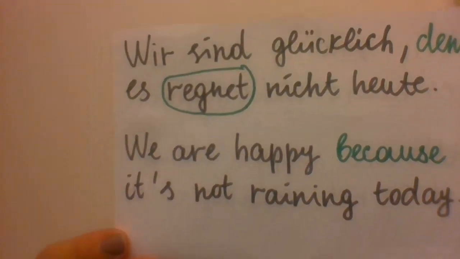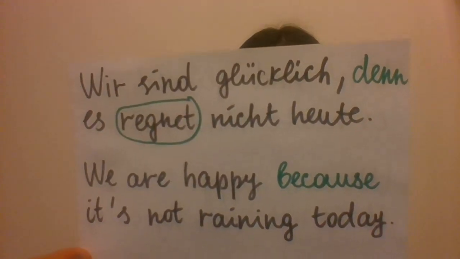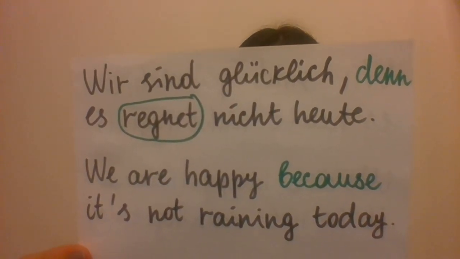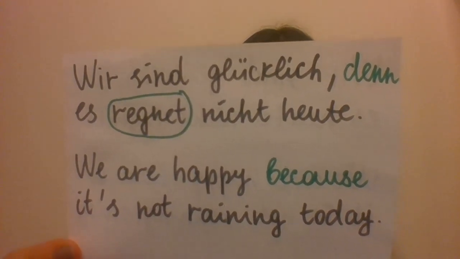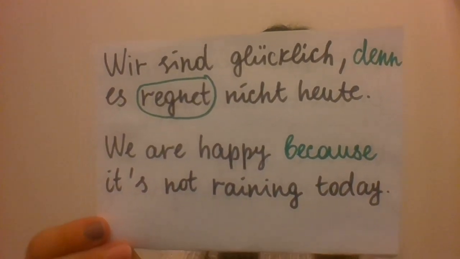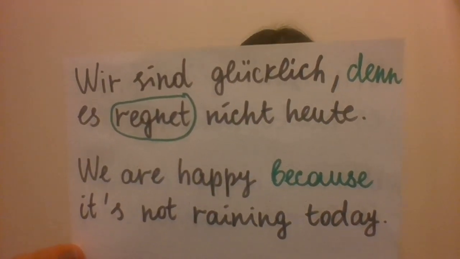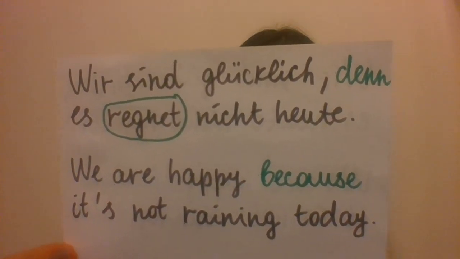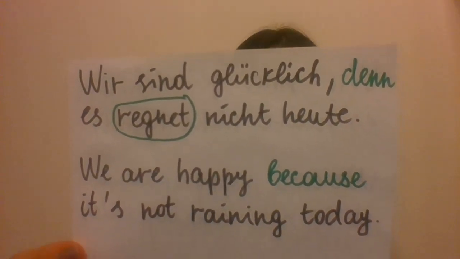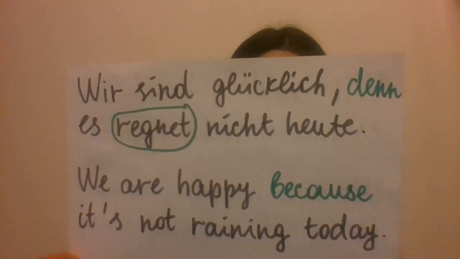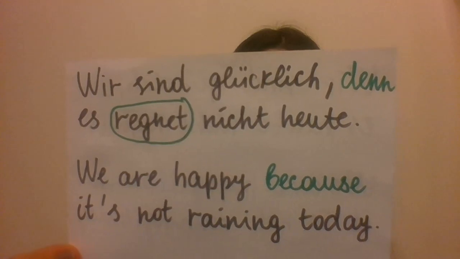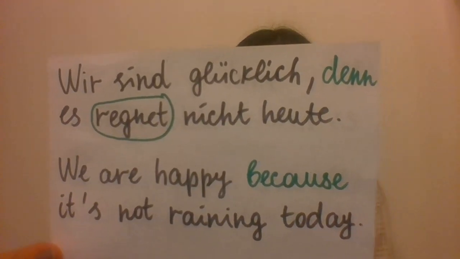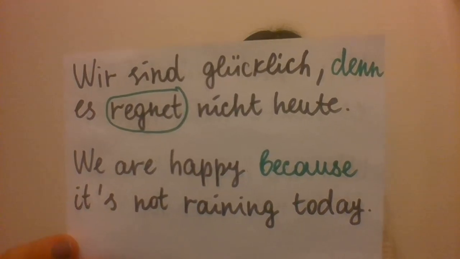And our last sentence and example for the conjunction denn. Wir sind glücklich, denn es regnet heute nicht. We're happy because it's not raining today. So our first sentence, wir sind glücklich, is just information. But why are we happy? Warum sind wir glücklich? This part we explain in the second sentence.